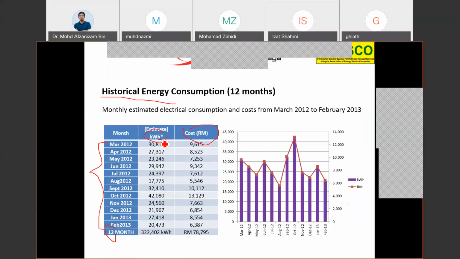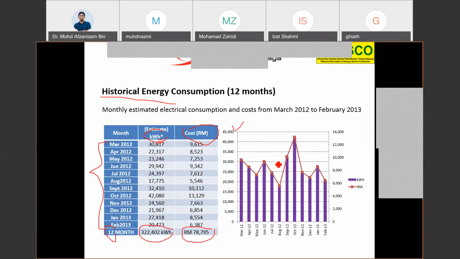So when we see the kilowatt hour, it means the utilization of the energy, meaning that they use the energy and how long it takes to use the energy, so they put kilowatt hour, okay. And then the total for 1 year is 300 to 400 kilowatt hour. The cost is mostly up to 78,000.